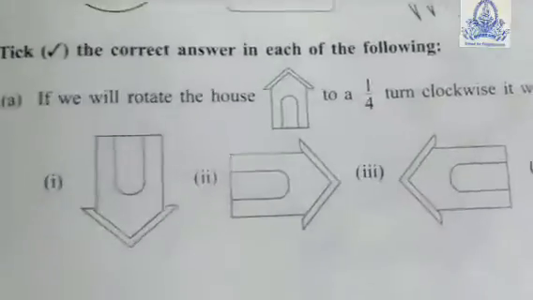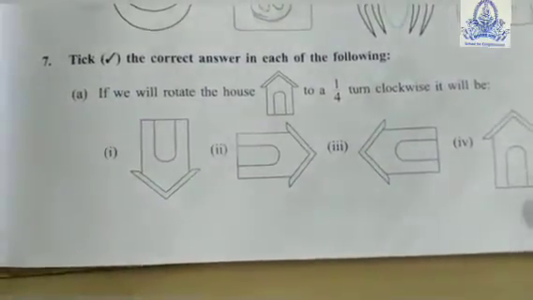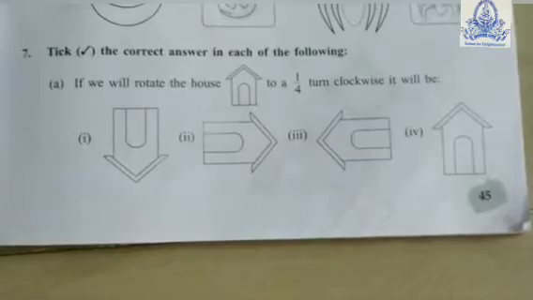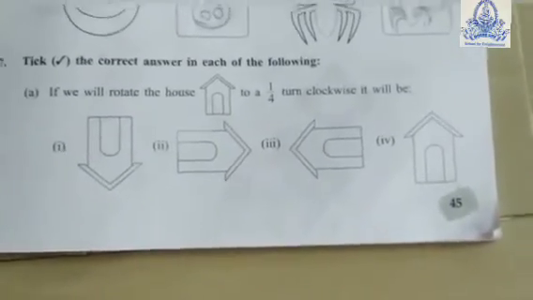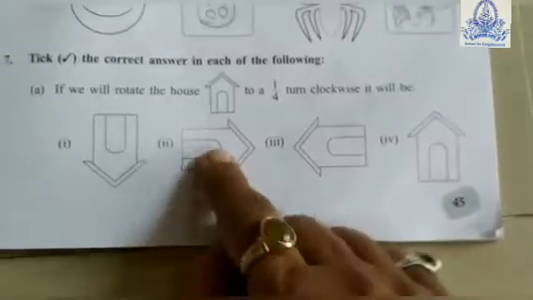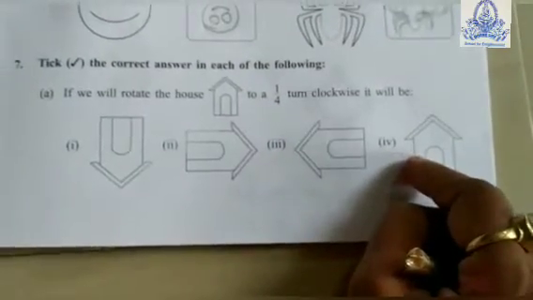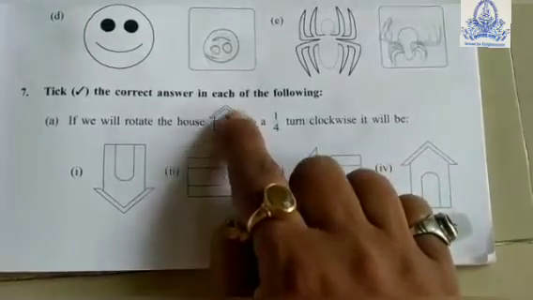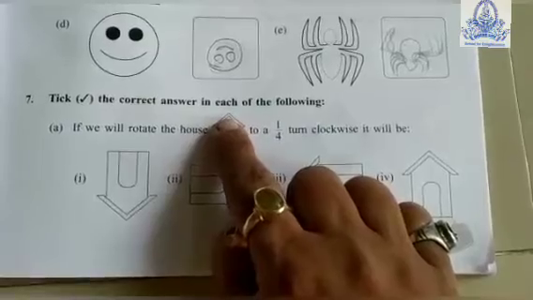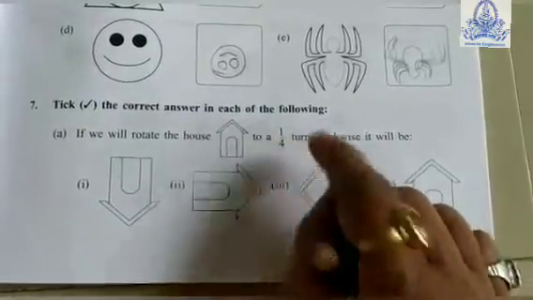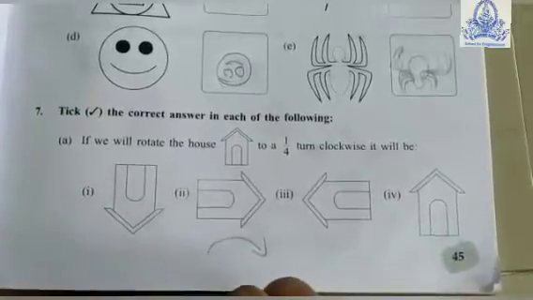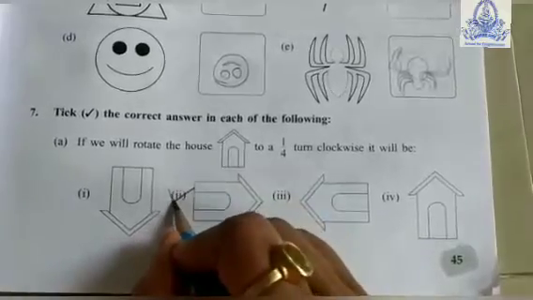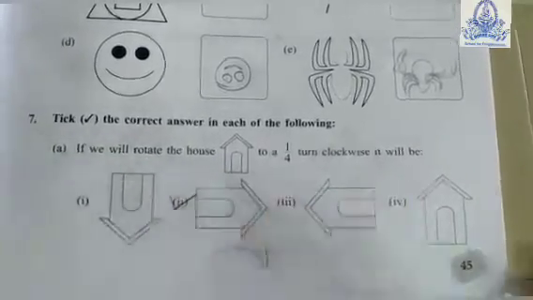Now tick the correct answer in each of the following. If we rotate the house a quarter turn clockwise, it will be, see, there are four options. Either it will look like this, or like this, or like this, or like this. Now see, you can see the roof is upward. When you do a clockwise quarter turn, that means you have to move this way. The arrow should be moved this way. So this roof will go this way. So C, the second number, is the correct answer. All right.